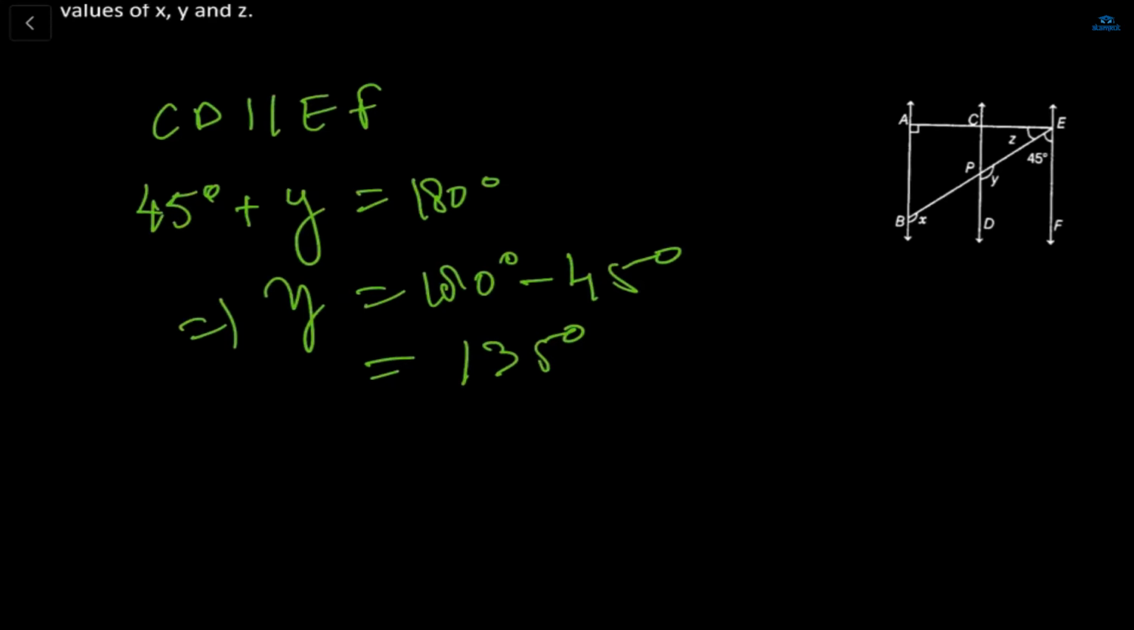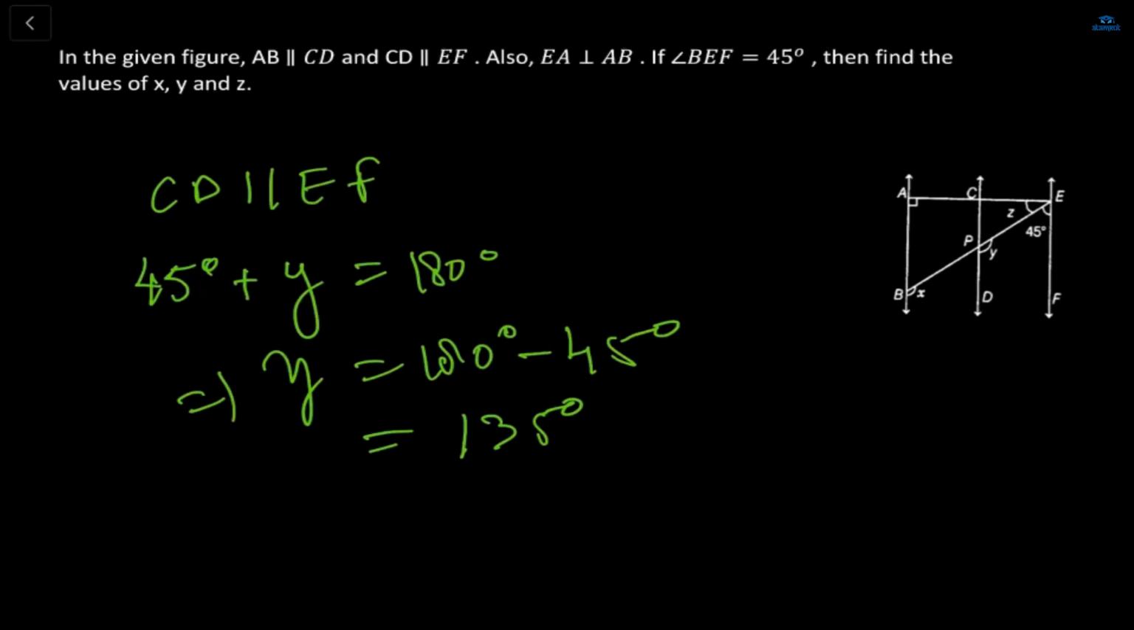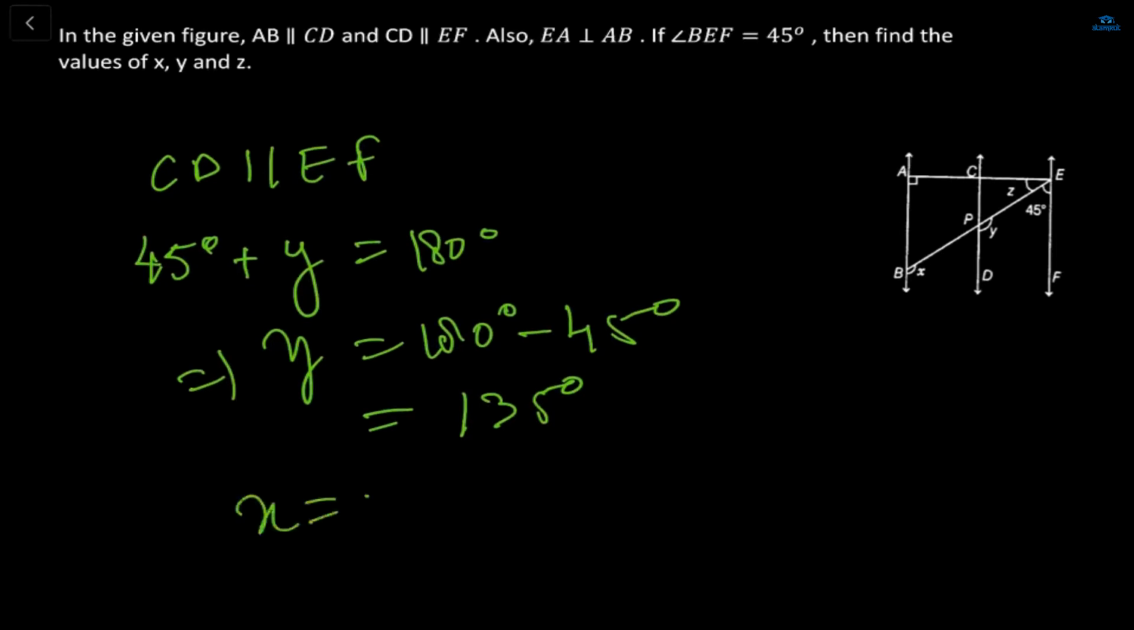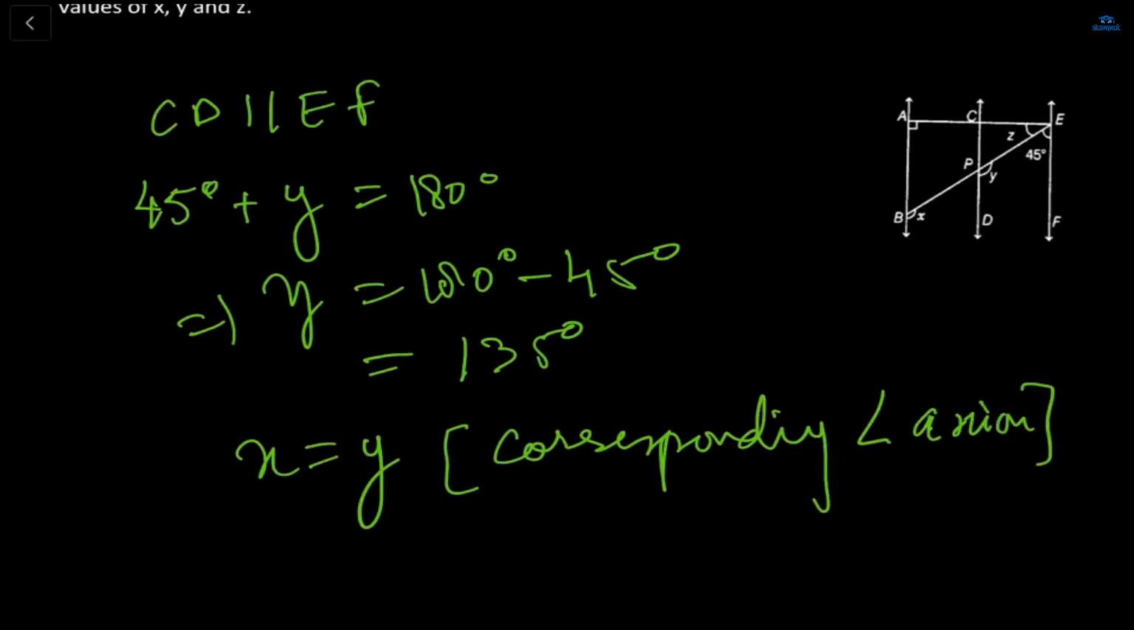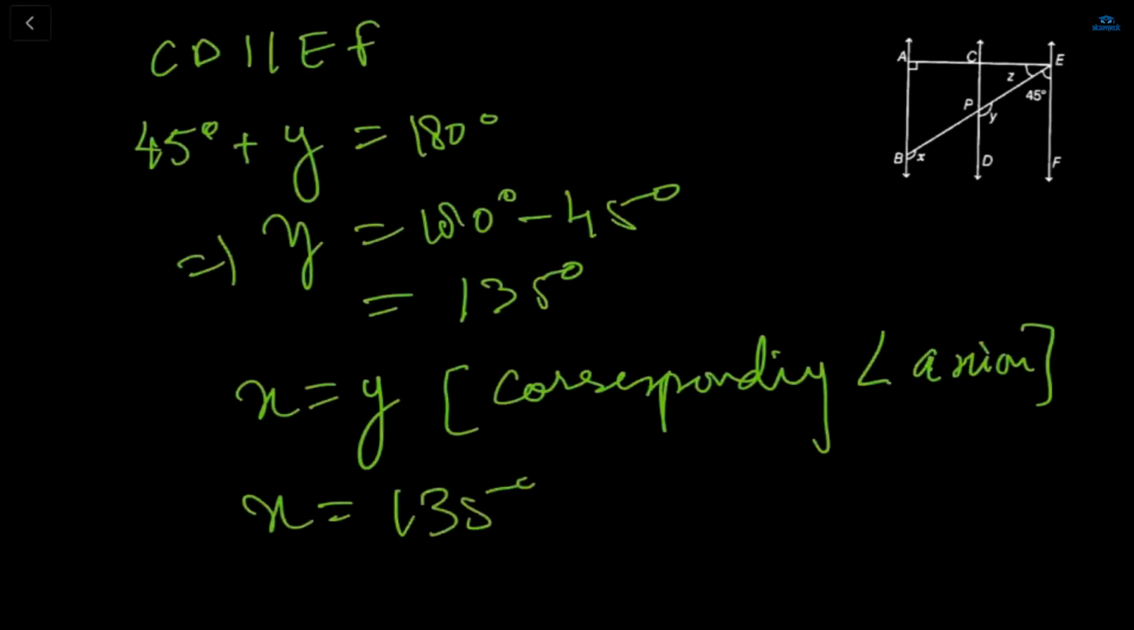Now X will be equal to Y, by the corresponding angle axiom. Any doubt? No, ma'am. You can see line CD is parallel to AB. Therefore, angle Y and angle X are corresponding angles, and from the corresponding angle axiom they will be equal. So angle X will be equal to 135 degrees also.